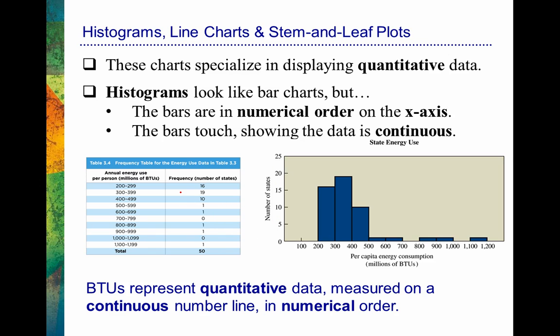So right over here, there were 19 states between 300 and 399 BTUs used on average. So between 300 and 399, we have this bar, and it goes up to 19. So it's really easy to understand as well. It specializes in quantitative data.